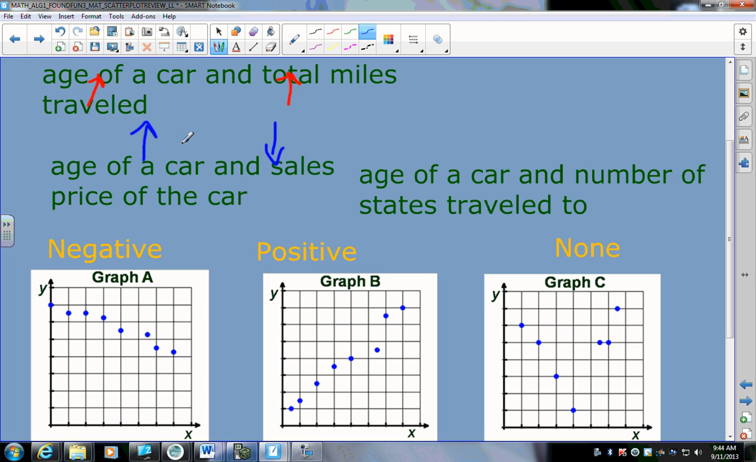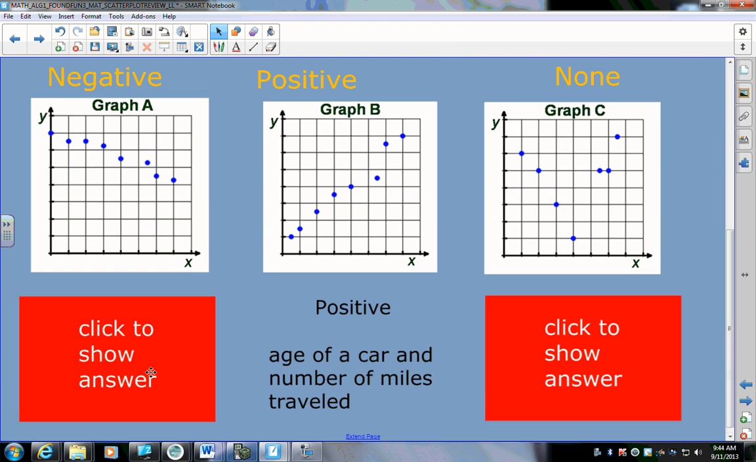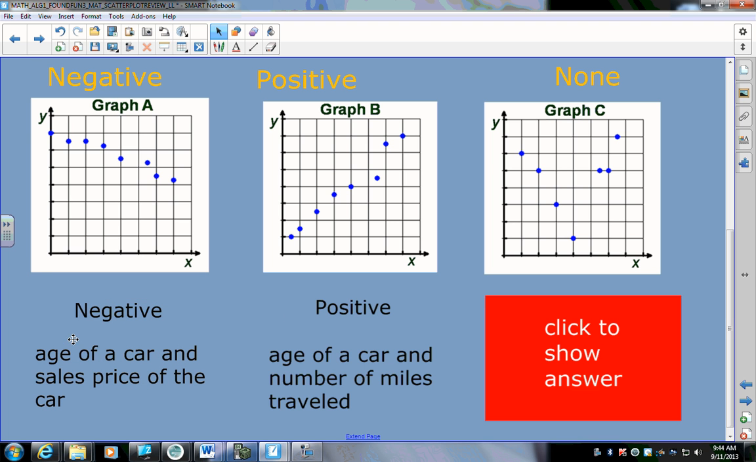So now right here, if you think of it like a positive times a negative, you get a negative. That's why this is going to be a negative correlation. So right here, negative correlation, the age of a car and the sales price of the car. That goes with graph A. And this is because the descriptions we're talking about in general, the majority of the cars or the objects we're talking about.